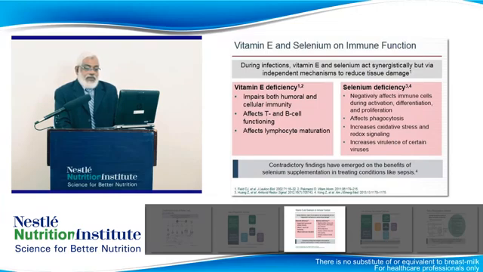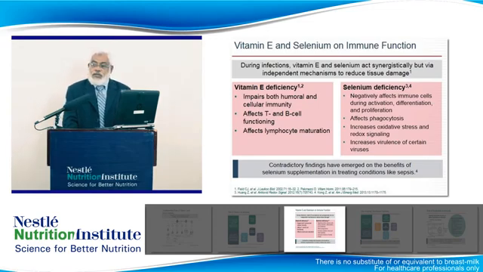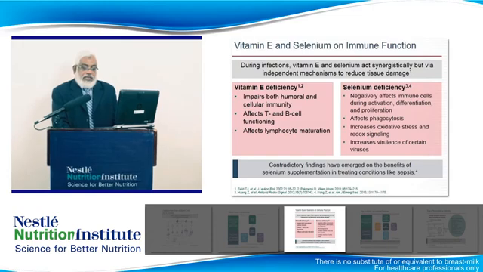During infection, vitamin E and selenium act synergistically, but via independent mechanisms, to reduce tissue damage. Vitamin E deficiency impairs both humoral and cellular immunity, affects T and B cell functioning, and affects lymphocyte maturation. Selenium deficiency negatively affects immune cells during activation, differentiation and proliferation, affects phagocytosis, and increases virulence of certain viruses.